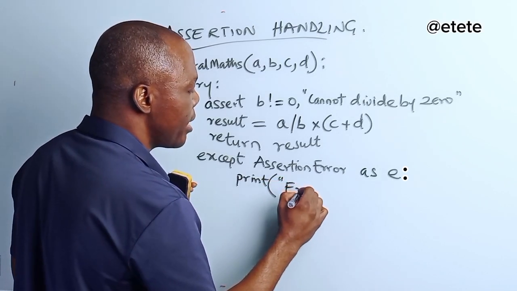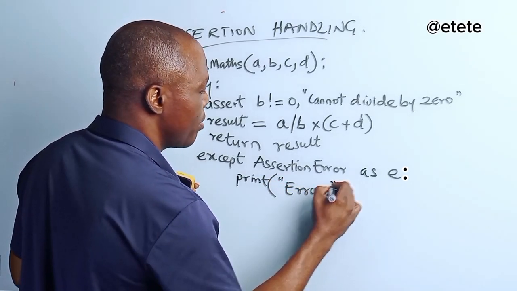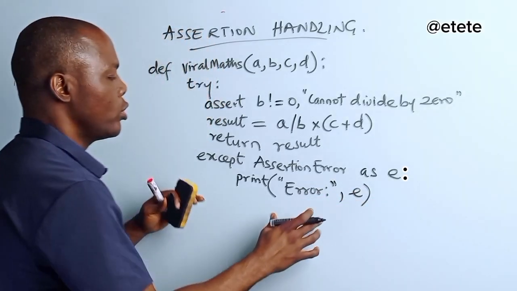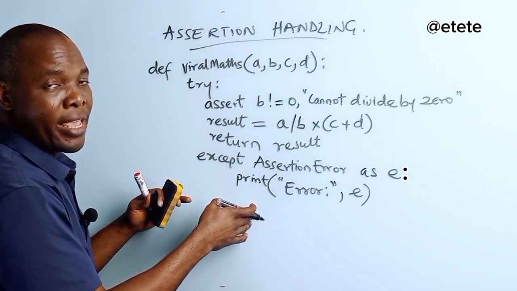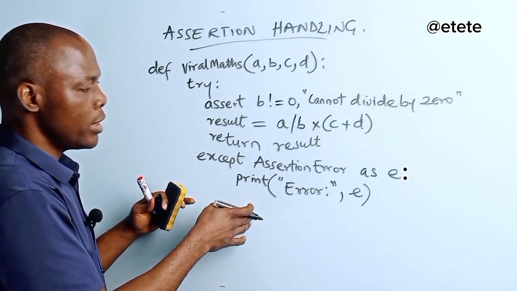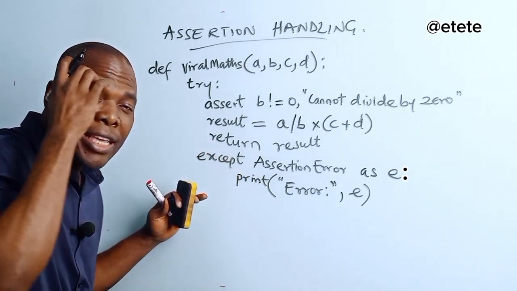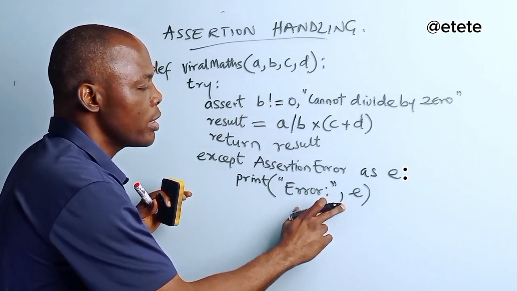Inside here, I will say error, right? I will close it, comma, E. So once I do this, now my function is created, right? Now, implicitly, when there is an error, this one is going to be printed.